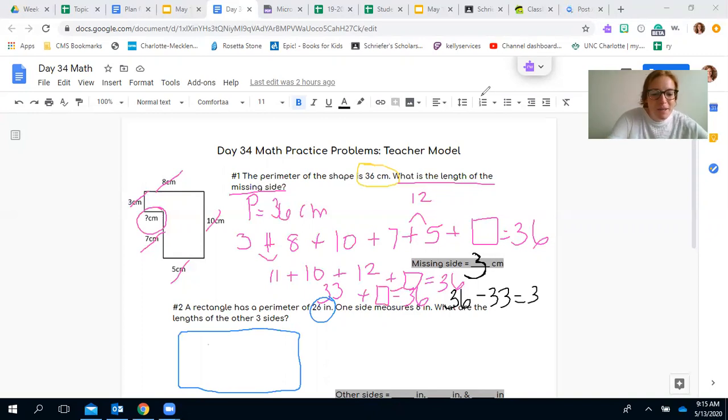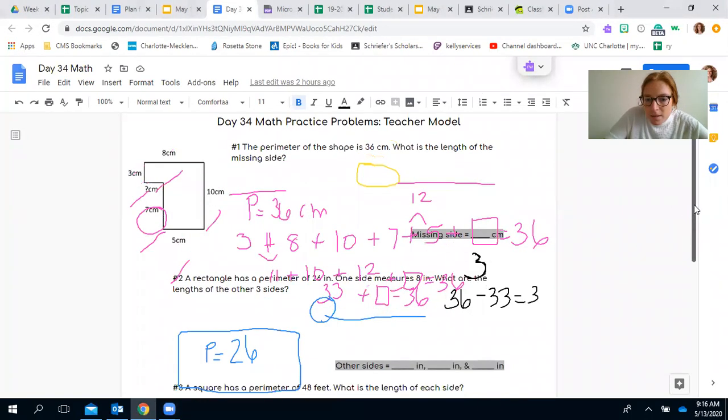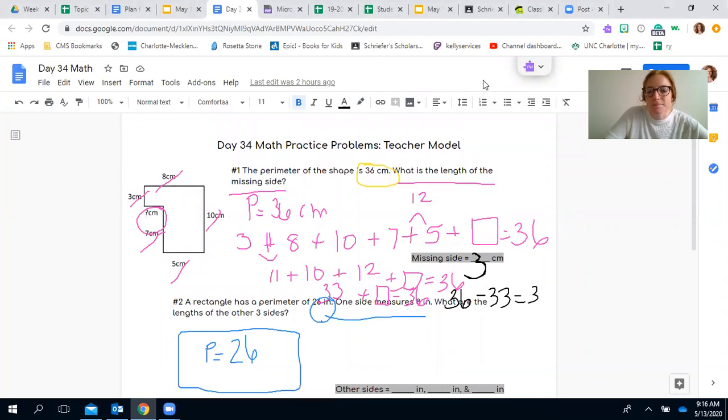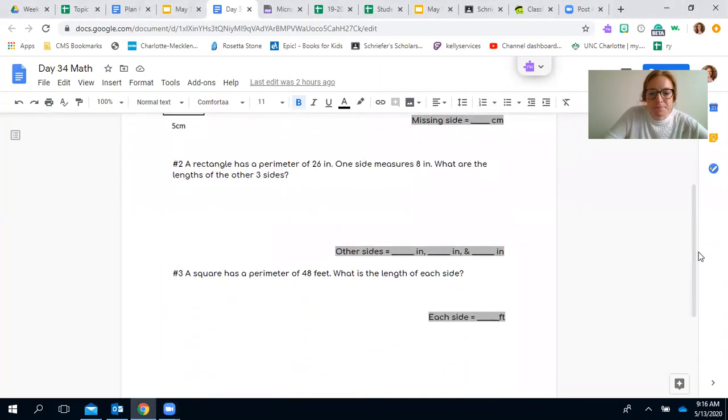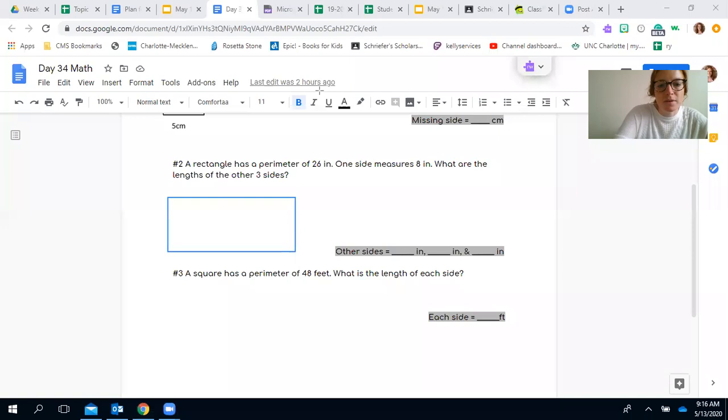All right, here's my rectangle, and we know that the perimeter, P, equals 26. Now, one side measures 8 inches. Okay, so we know that the perimeter is 26, and one side, I'm going to scroll down a little bit. Let me just clear my drawing. Okay, so let me do this again. Here's my rectangle. And I know that the perimeter equals 26. Okay, one side measures 8 inches, and we're looking for the other 3 sides.